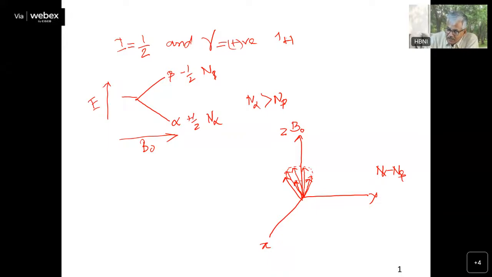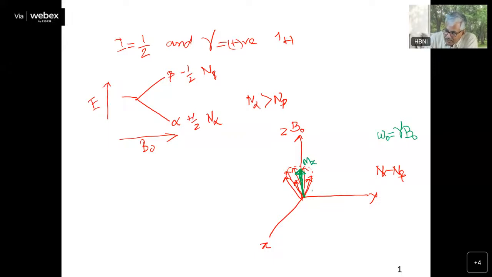Now you see that they are precessing around the magnetic field, that is omega 0 is equal to gamma B0. Now let us see the Z component of the magnetization. We see a magnetization along the Z axis. We call this MZ here. This is the vector sum of all these components. We call this MZ or simply M.